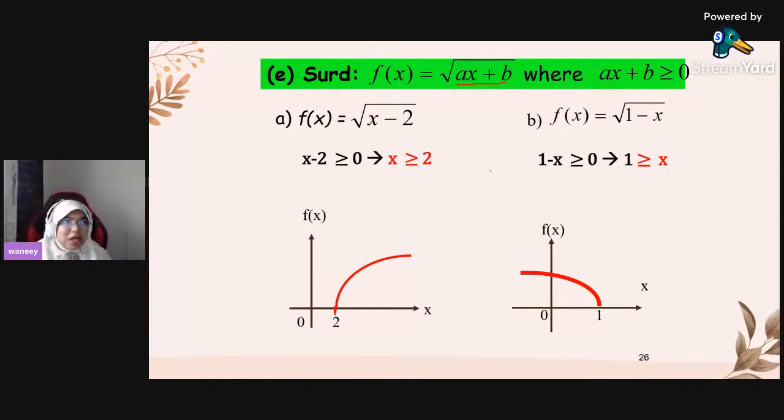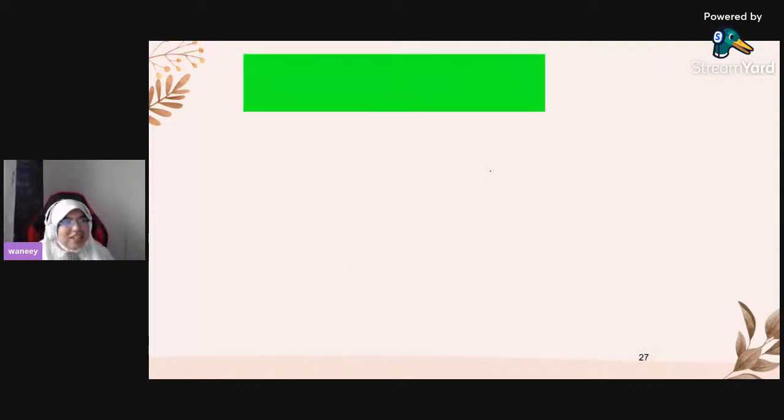So set ni dia macam separuh daripada kuadratik tu. Tu yang bentuk dia nampak macam pelik sikit tu. Sebab kita potong daripada kuadratik kan? Kita potong separuh je. Okay, so those are the set.